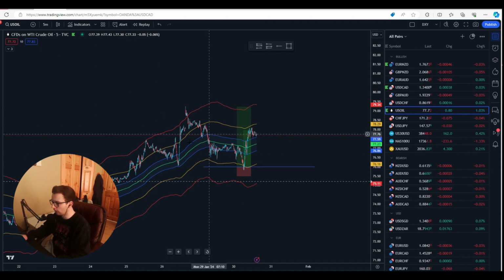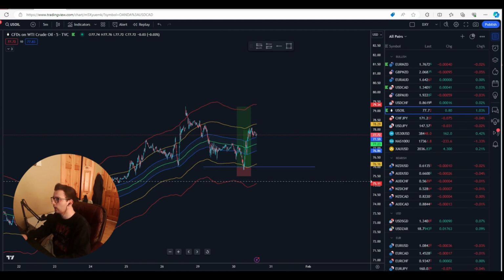1, I'm bullish on the pair. 2, I found an area I want to get long from. I want to get long from here. Okay, I want to get long in my dynamic support and resistance zone between the yellow and red line, and at a key level of support, which is 76, the 76 round number.